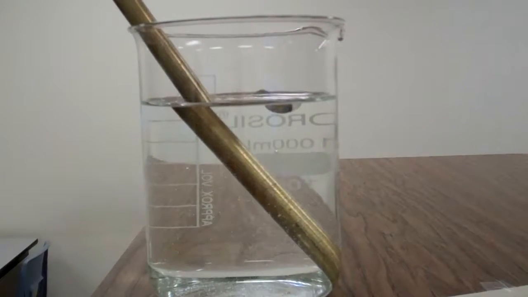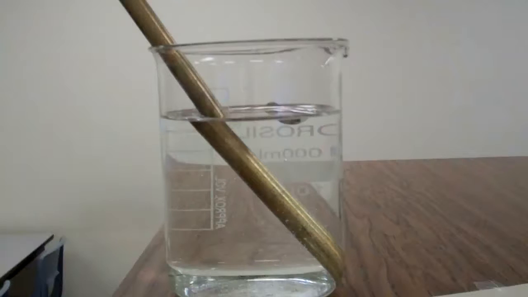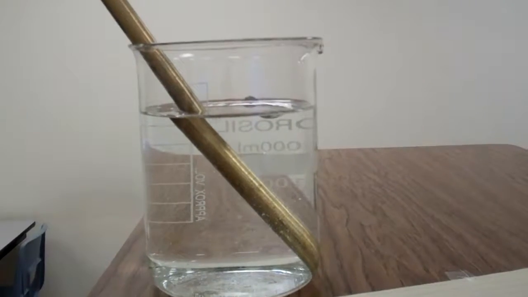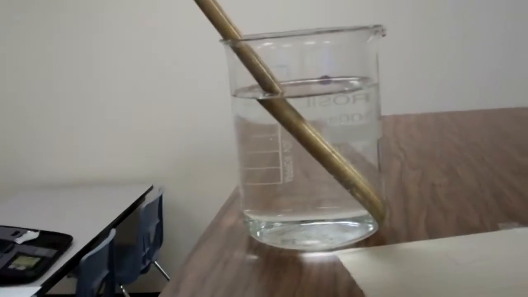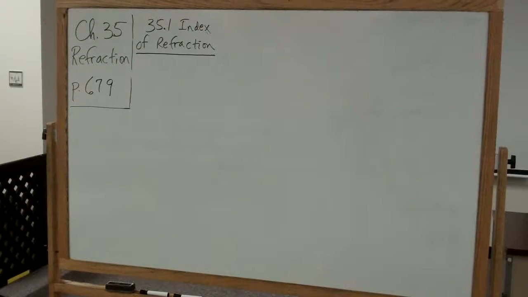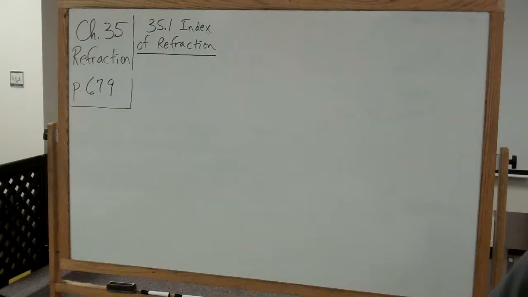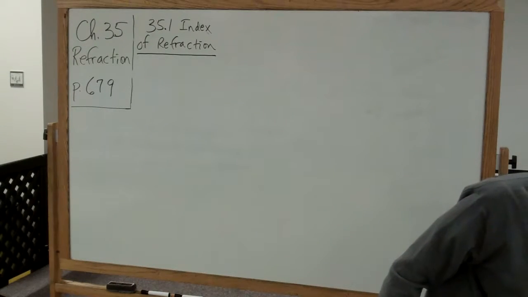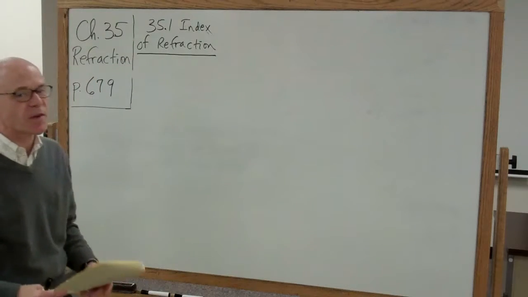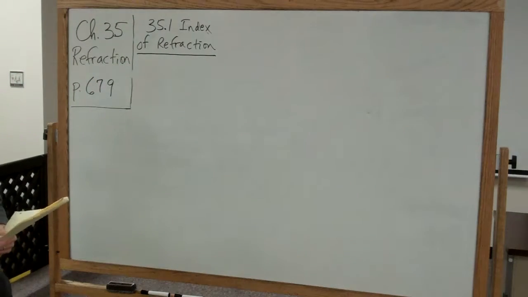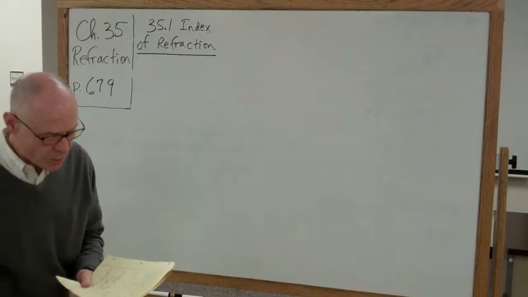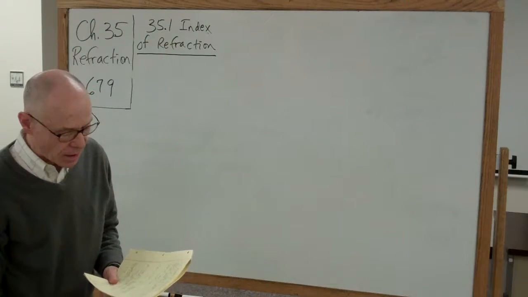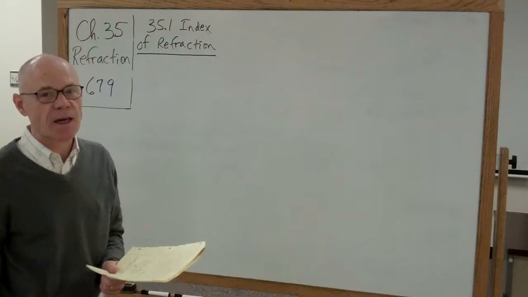Okay, all right, so now we're going to move on to the next section on index of refraction. We're now at the bottom of page 679. The first section, 35.1, is called Index of Refraction. The purpose of the index of refraction is to compare the speed of light in different materials to the speed of light in a vacuum.